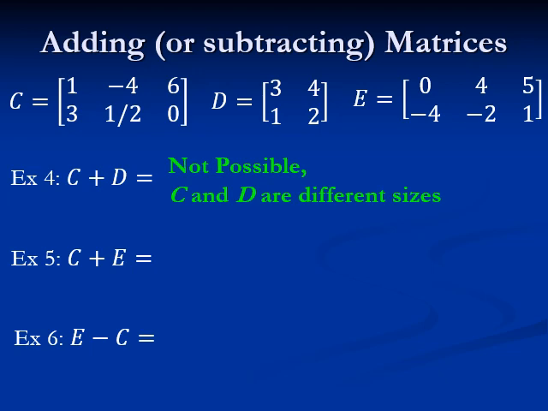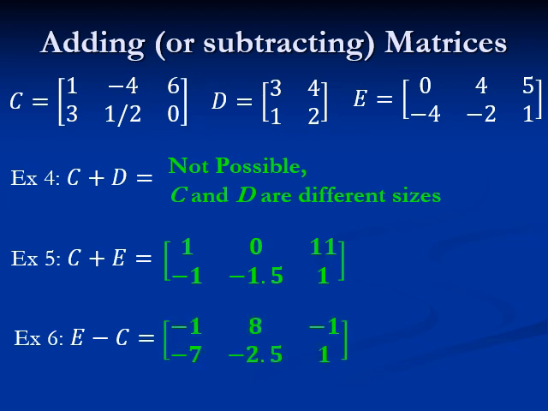All right, so C and E, hopefully you added those. You just add up the corresponding elements. And then E minus C, just be careful. Especially when we're adding and subtracting negative numbers, it's easy to lose a negative. So we're subtracting E minus C. All right, and so we should get this as a result.